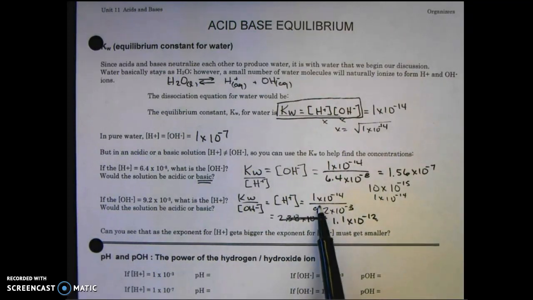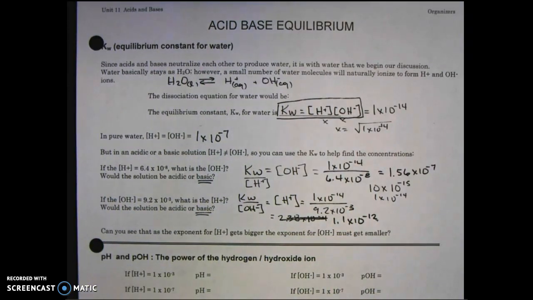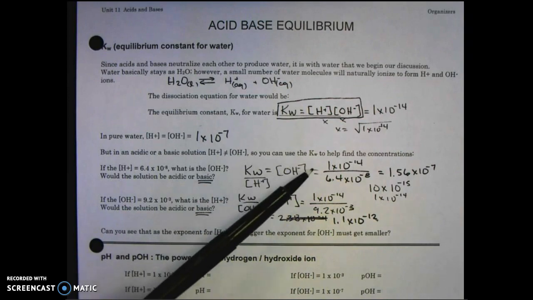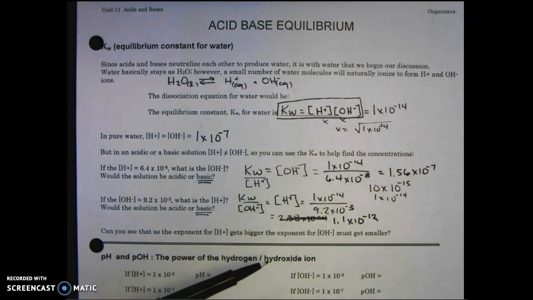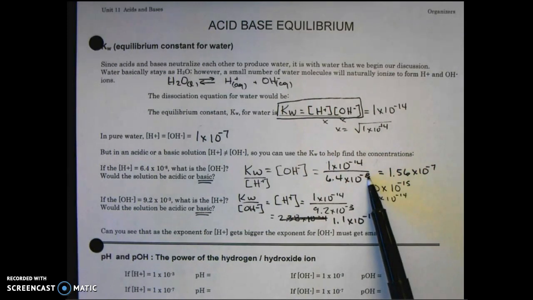All right, so H plus is 1 times 10 to the negative 12. OH minus is 9.2 times 10 to the negative third. Which one do I have more of? Got more OH minus, so once again, this is a base. So hopefully you can see that as the amount of H plus gets bigger, the amount of OH minus gets smaller because they have to multiply out to give you this number. So as this exponent gets bigger, that exponent gets smaller, and so forth.